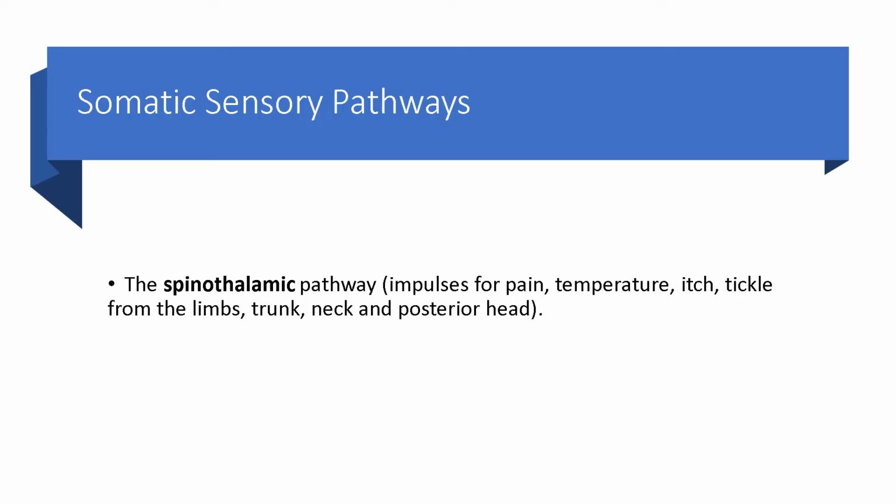Okay, we're going to be moving on to the spinothalamic pathway. So nerve impulses for pain, temperature, itch, and tickle from the limbs, trunk, neck, and posterior head will all ascend to the cerebral cortex along the spinothalamic pathway. Now, just like we saw in the dorsal column medial lemniscus pathway, the spinothalamic pathway is composed of 3 neuron sets.